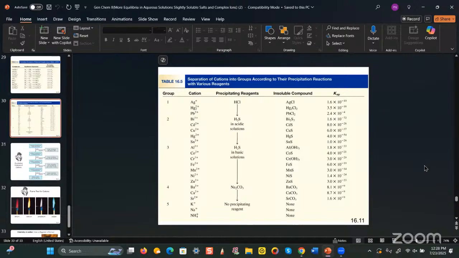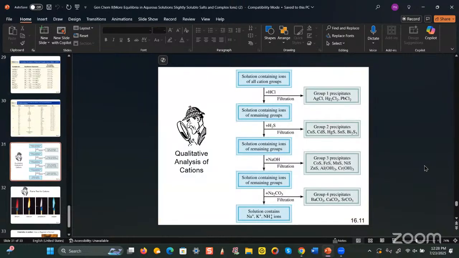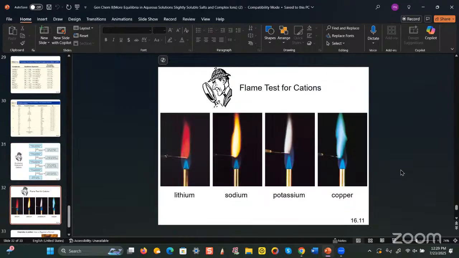I will leave you to read up on this section right here. For those of you enrolled in my lab, you'll be doing something like this at the very end, in the last 3 lab periods, where you will be identifying unknowns using separation of ions and so on. So this is pretty straightforward. If you can read this, that would help in terms of understanding how this process works. So I'm going to leave that for you to read up on. If you have any problems or questions about this, feel free to contact me about that.